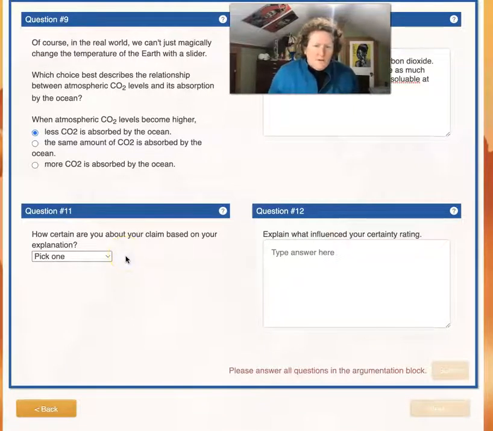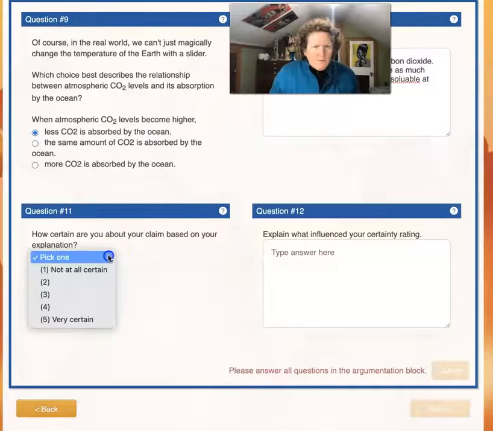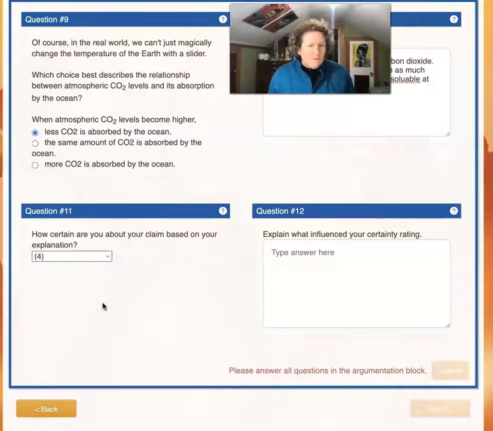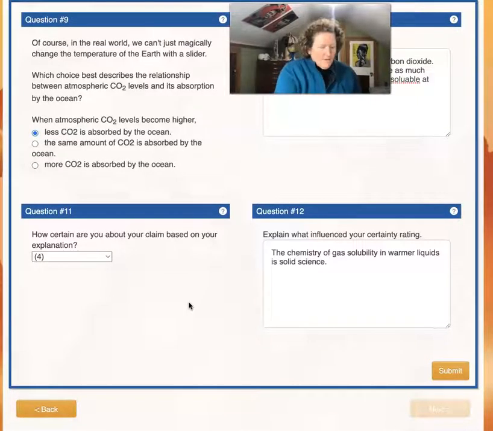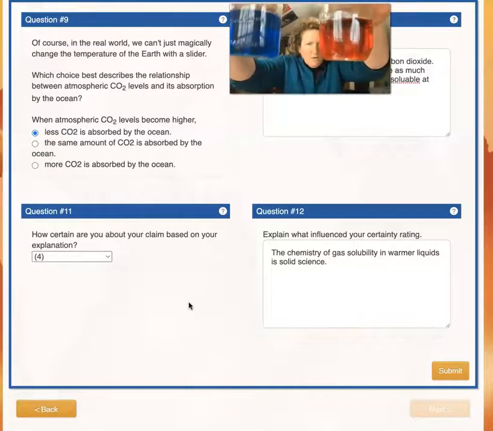How certain are you of your claim based on your explanation? Well, I'm pretty certain about this one. You can pick your own. The reason I'm certain is the chemistry of gas solubility in warmer liquids is solid science. You can go to any lab and test this, like how well a gas is going to dissolve in cold or hot water.